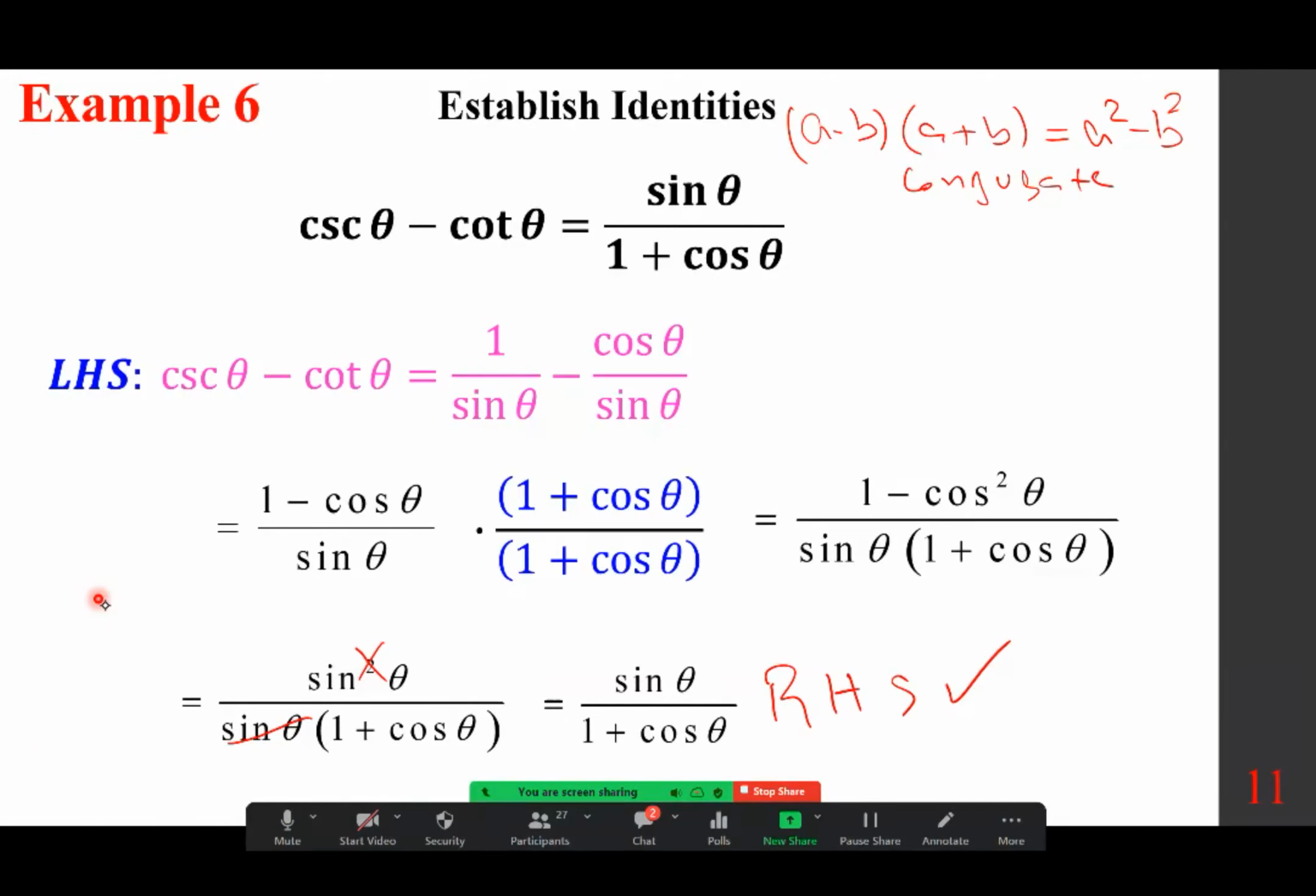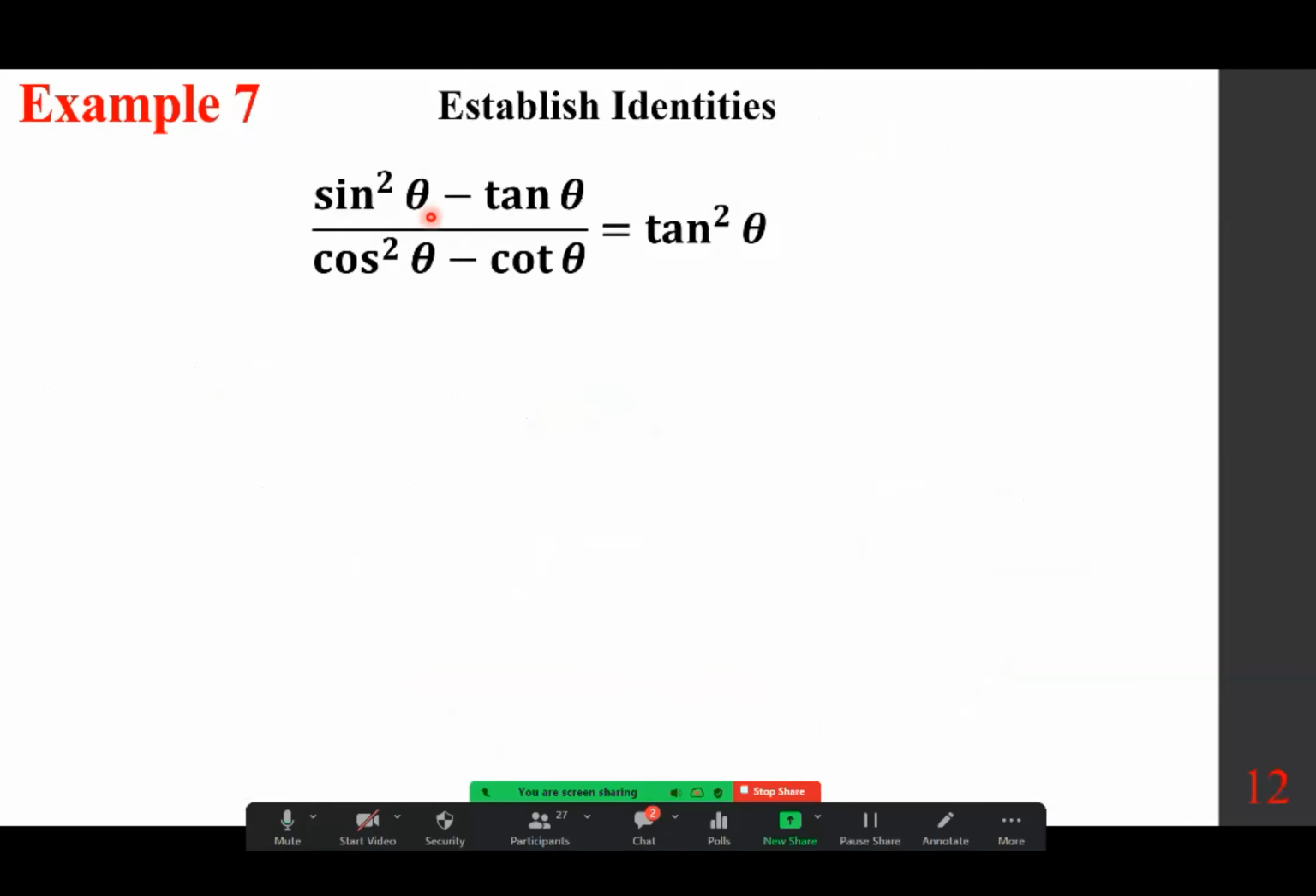All right, we're going to move on. Sine squared minus tan theta over cosine squared minus cotangent theta is tan squared theta. We want to establish the identity. Clearly, the left side is more complicated. So that would be a good choice. We start with the left-hand side.